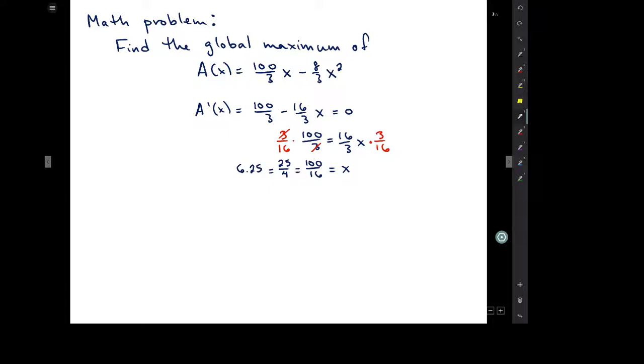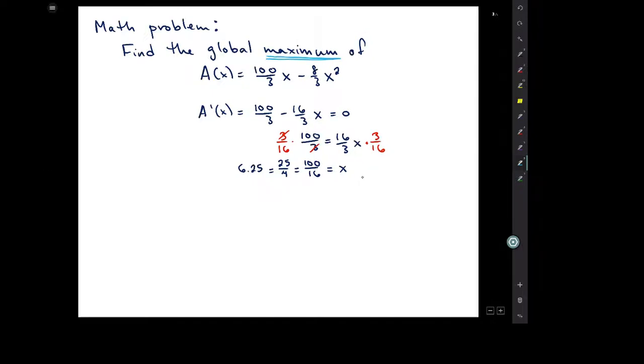And so what we've found is that the variable x that we reduced our original equation to wants to be 6.25. Apparently. Remember, we wanted to find a global maximum. So in order to check that I have a maximum, I can use the second derivative test. And in this example, this is the easiest way to do this.